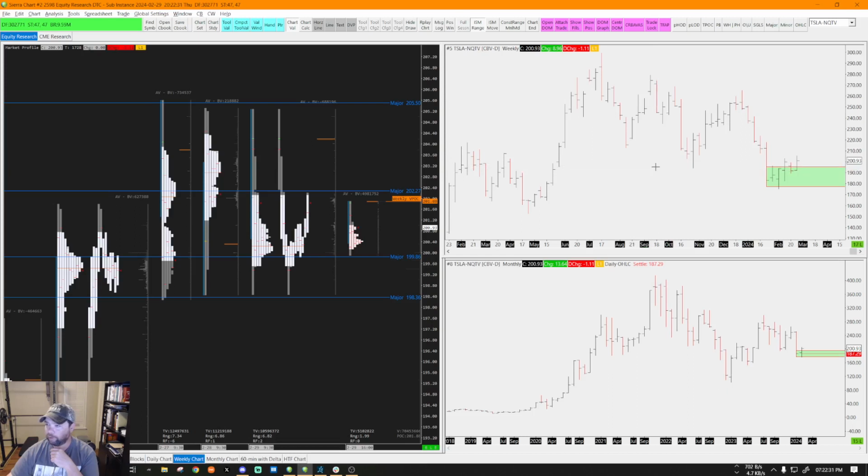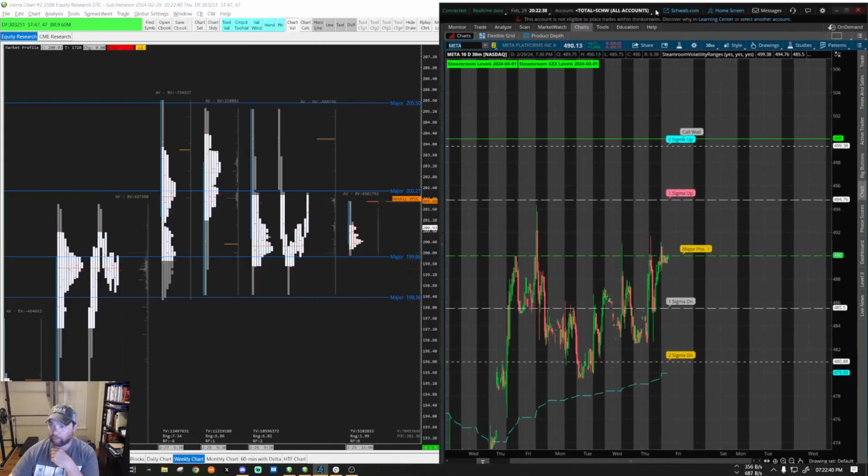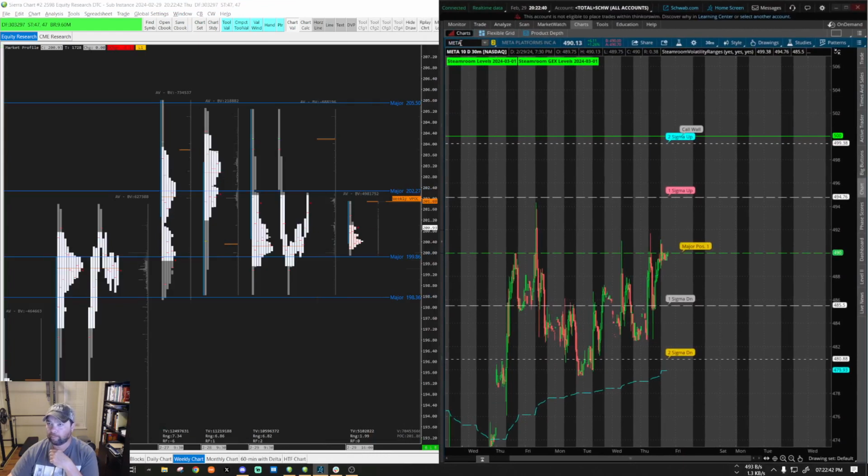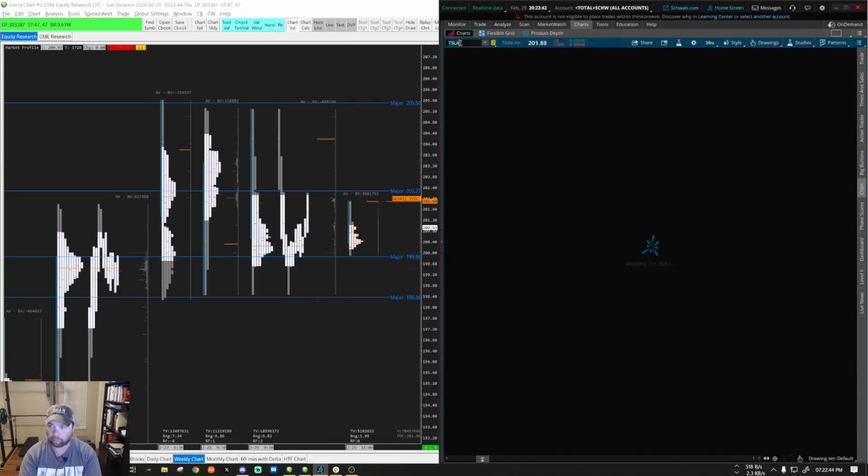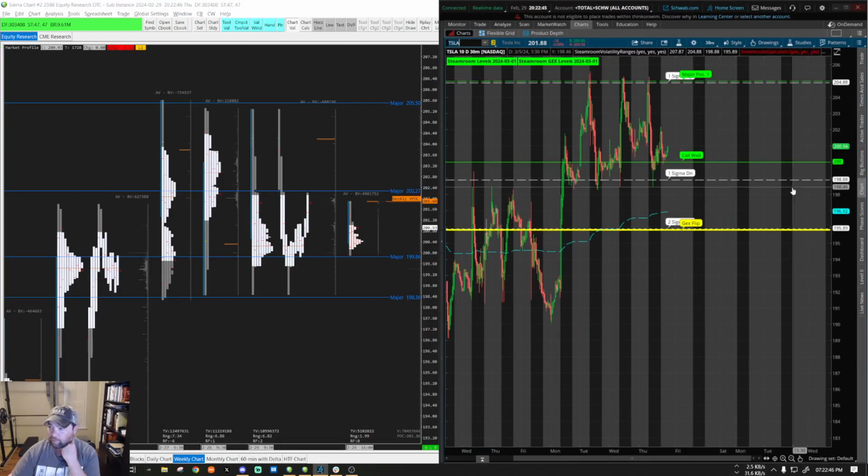So that's the 190, 195 area. Okay, these weekly charts kind of throw me off a little bit. I'm used to seeing them on ES, but this is Tesla. So we have support on the call wall here, and then we have resistance here. So we can see how it's reacting to these levels.